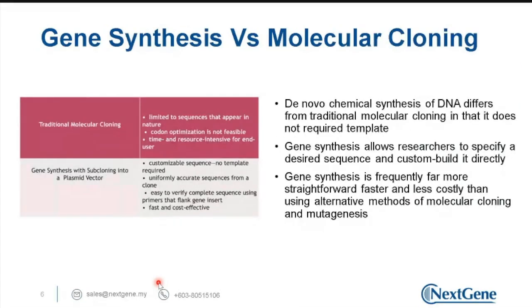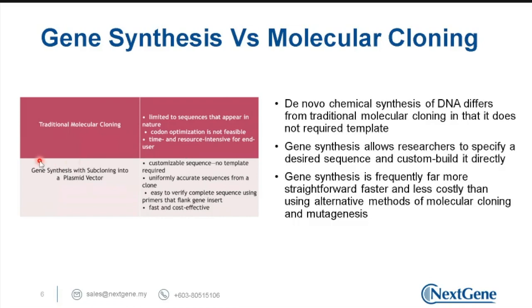Traditionally, we can use PCR and molecular cloning methods to get the gene of interest. However, there are some limitations to this method. Number one, it's limited to sequences that appear in nature. And secondly, most of the time, codon optimization is not feasible. We shall talk about codon optimization in a later slide. It is also time and resource intensive for the end user.